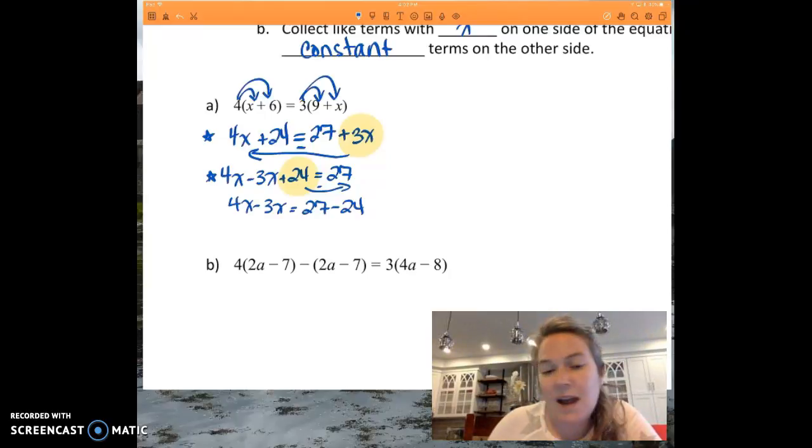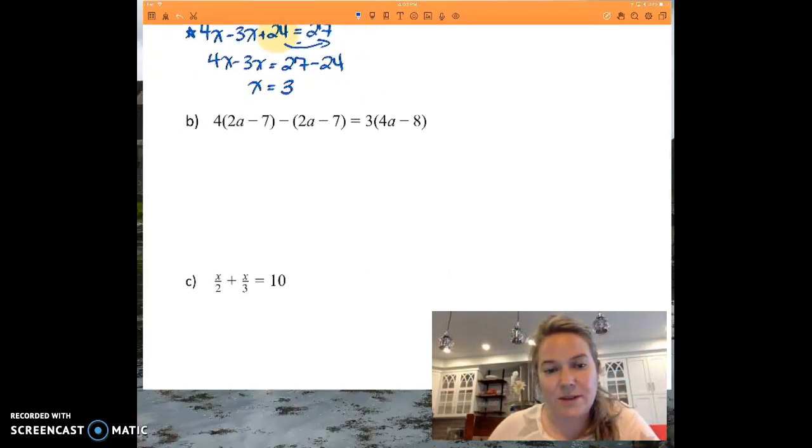So now we're going to use the collecting like terms, which is already done for us, and we're going to say 4x minus 3x. So if I had 4 apples and I take away 3 apples, I'm going to have 1 apple, which I'm just going to write as x. 27 minus 24 is 3. I've solved the problem. x equals 3. Let's look at the next one.